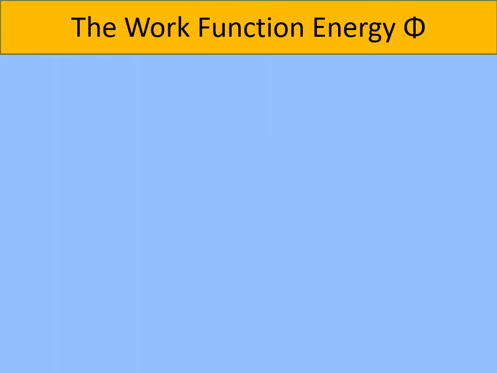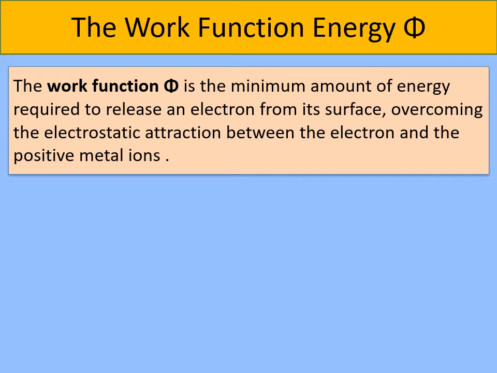Now, the incident radiation of the photons must exceed the threshold frequency for a particular metal. This is needed to provide at least the minimum energy required to release an electron from the surface. This minimum energy is called the work function, and this is another important definition, and it has the Greek symbol phi. The work function phi is the minimum amount of energy required to release an electron from its surface, overcoming the electrostatic attraction between the electron and the positive metal ions.